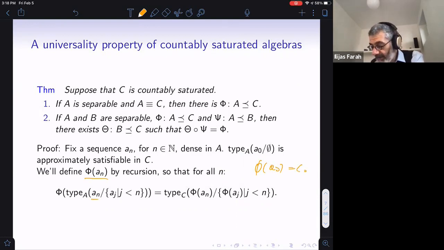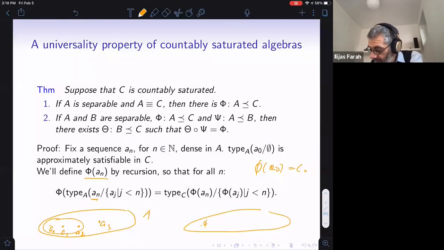At each step, we look at the type of the next element over what we have so far. So here is A, here A0, A1, A2, let's say, and let's say here is A3. Let's say we took care of these three here. And now we have phi of A0, phi of A1, phi of A2 here. Look at the image, phi of this type, phi of the type of A3, and it is approximately satisfiable in C, so we can find some candidate that is going to be our phi of A3. Right, so because this is countable, we just do one by one and just find images of each of those, of all of these elements.